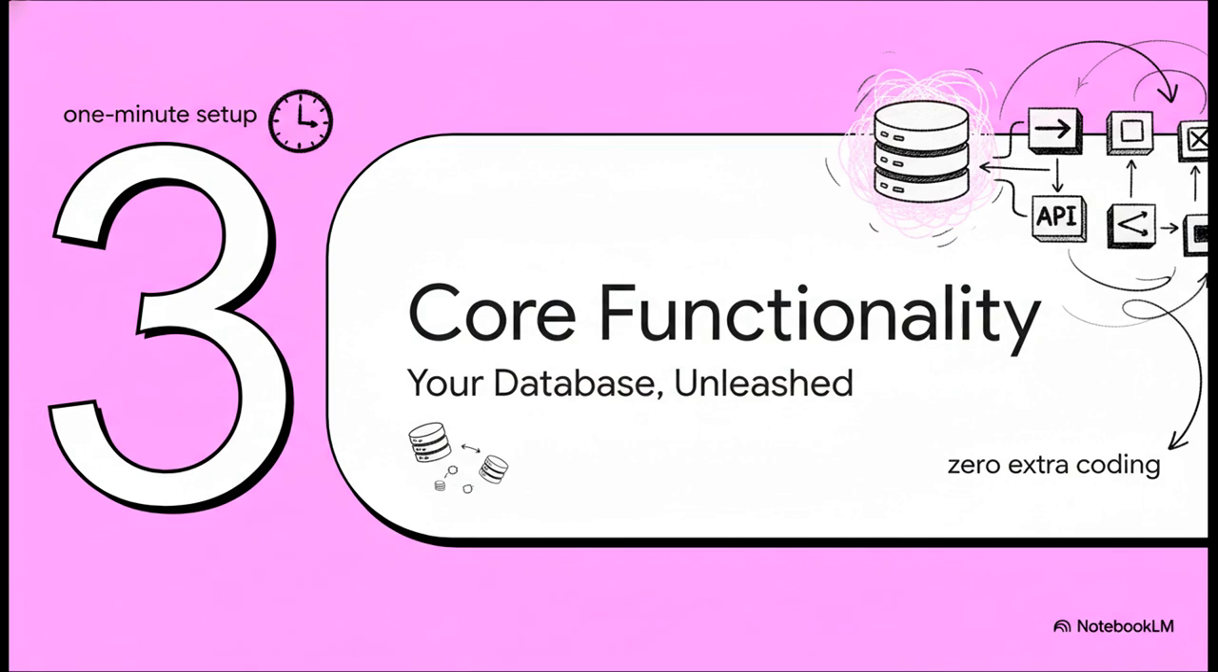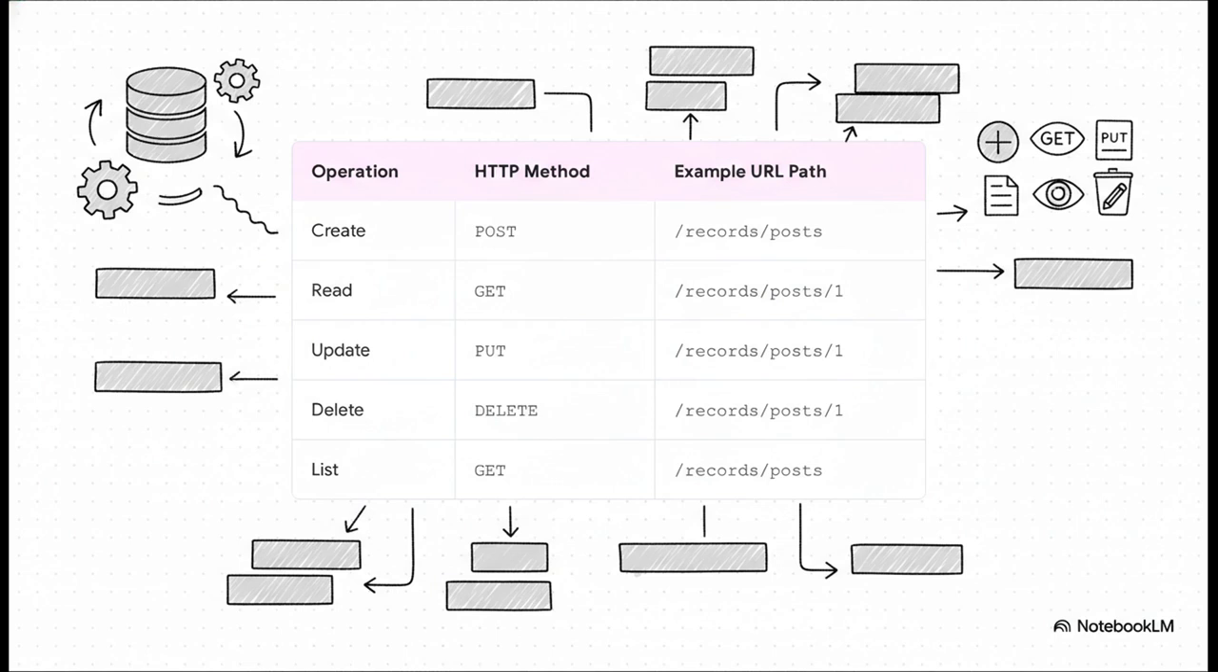Let's dive into the core stuff that works right out of the box, with absolutely zero extra coding needed from you. So what happens is the script automatically inspects your database schema and just generates these clean, standard, RESTful endpoints for every table you have. Instantly, you get create, read, update, delete, and list operations, the whole shebang. They all follow the standard HTTP methods you'd expect. Your entire database is just suddenly available through a clean API.